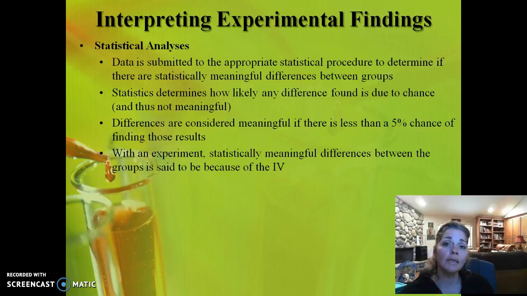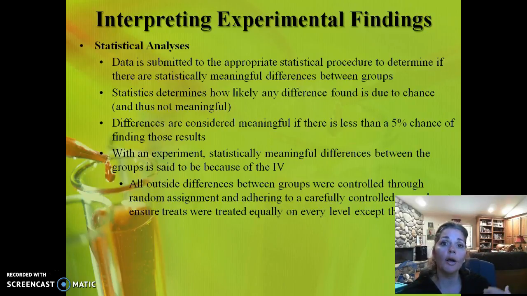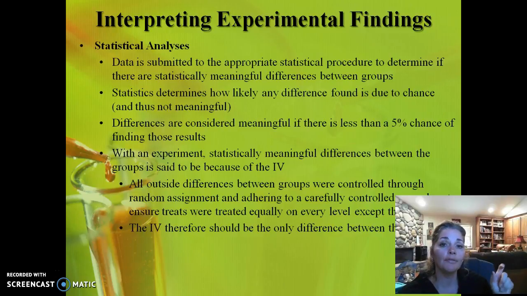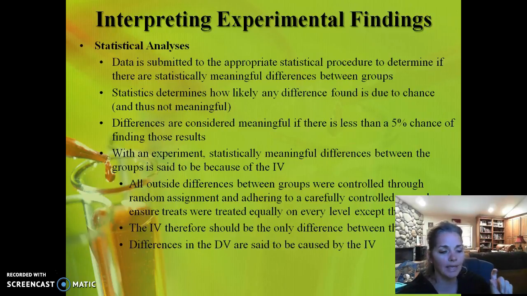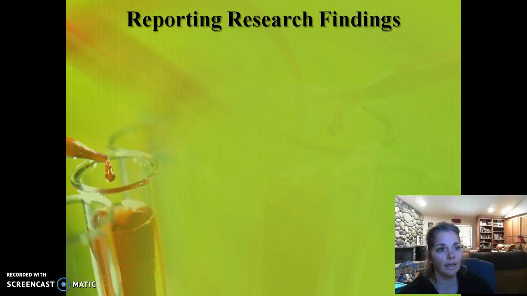So statistically meaningful significant differences mean that my IV caused the differences, and so my treatment worked or didn't work. And any outside differences between the groups, we use random assignment to kind of disperse those evenly. We use that carefully controlled procedure, treat the groups equally, so that we know it's just our IV that's different between them, and therefore the IV should be the only difference. If there's a difference in the DV, it's purely because of that IV. So the differences in the dependent variable are said to be caused by the independent variable.